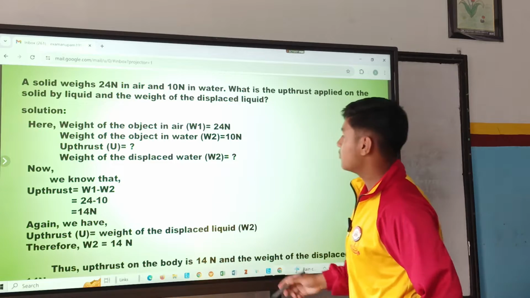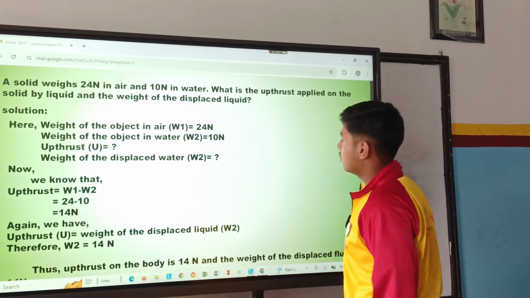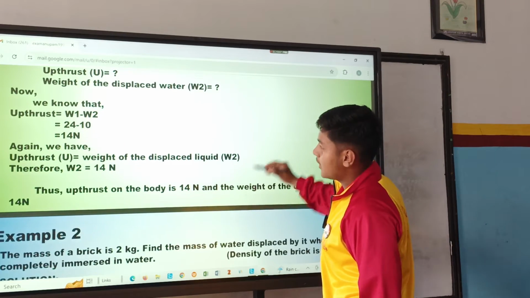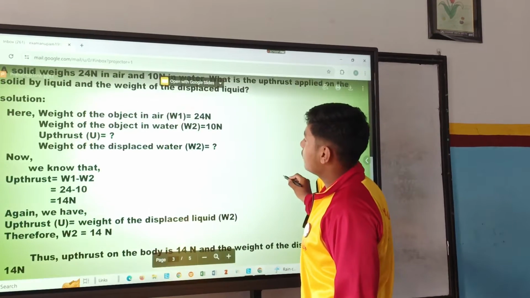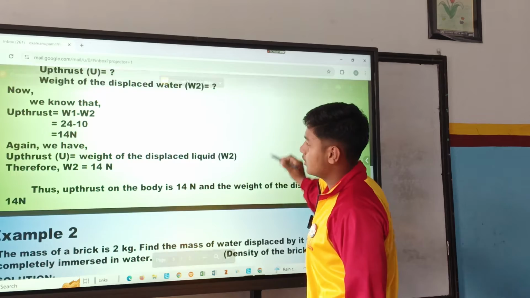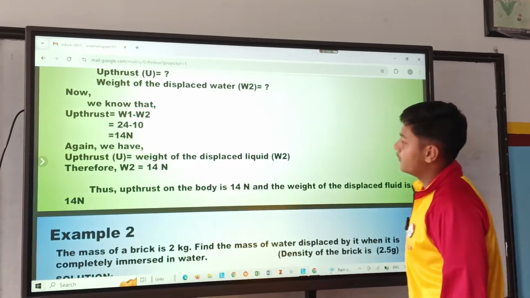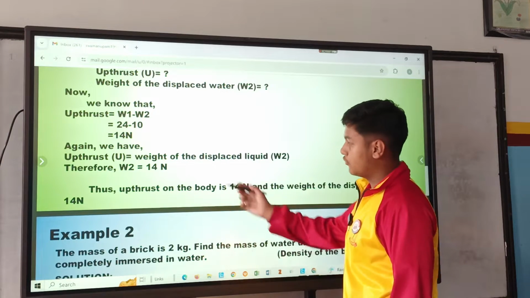So we need to find the upthrust, and the upthrust is not given, and the weight of the displaced water is also not given. So we know that upthrust is the weight of the object in air minus the weight of the object in water. So we subtract the values, and the value is 14 Newton.